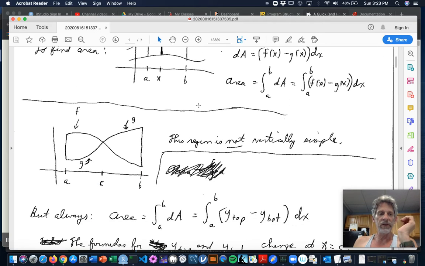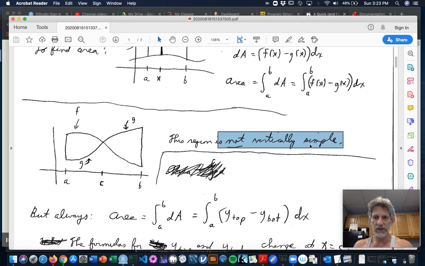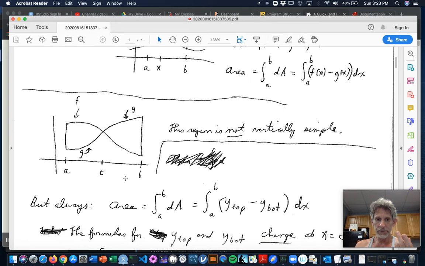On the other hand, if you have a setup like this, okay, so imagine this region here stuck together with this region here. That total region is not vertically simple. And the reason is the f curve is bigger than the g curve only some of the time, from x equals a to x equals c. At c, the curves' heights are equal, so the curves cross. And then from c to b, it's the g curve that's bigger than the f curve.